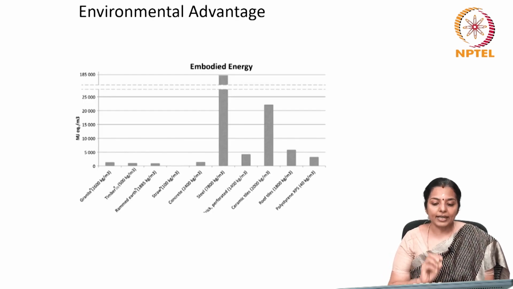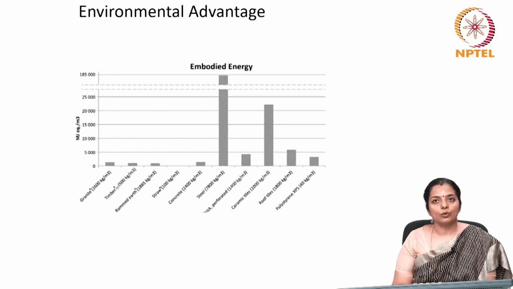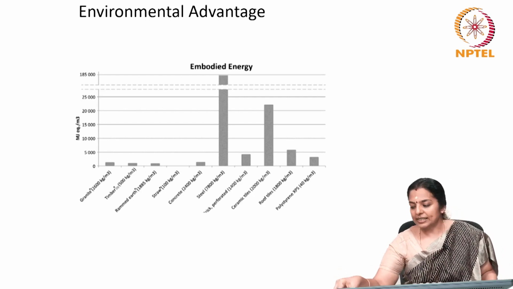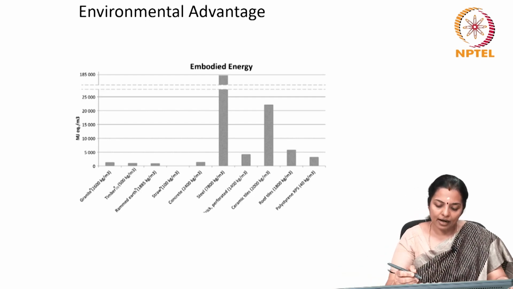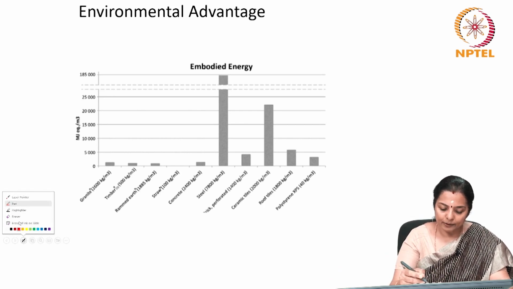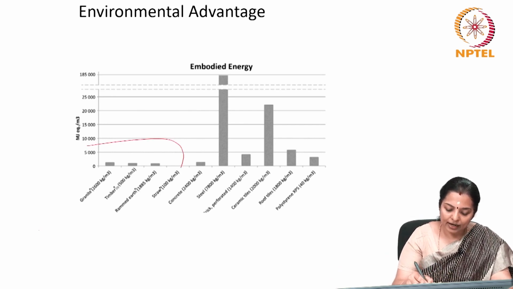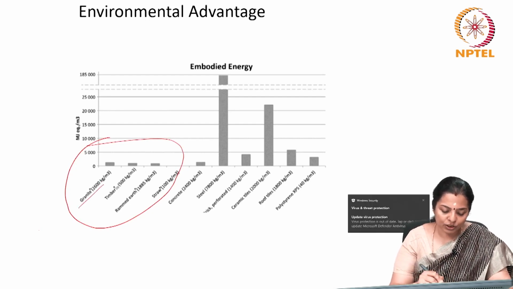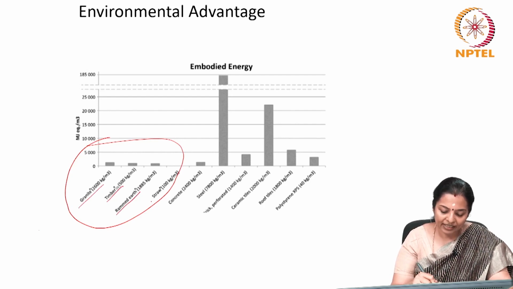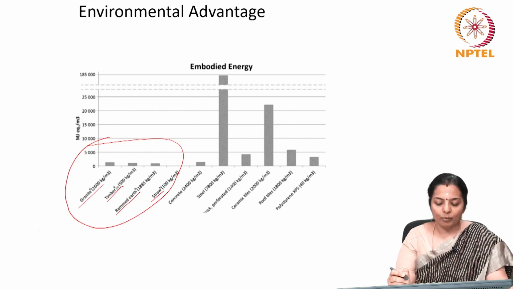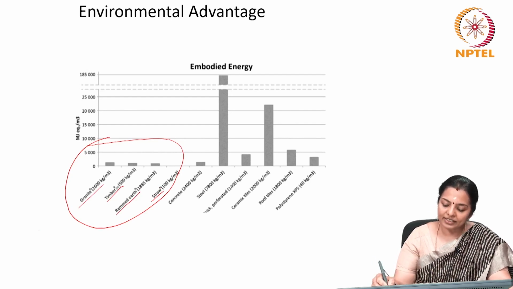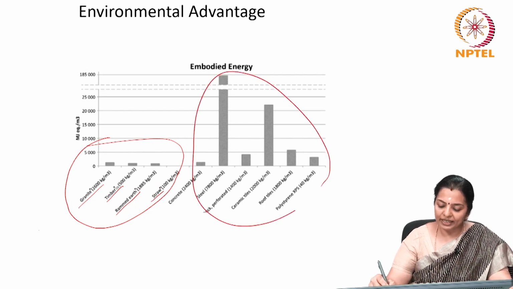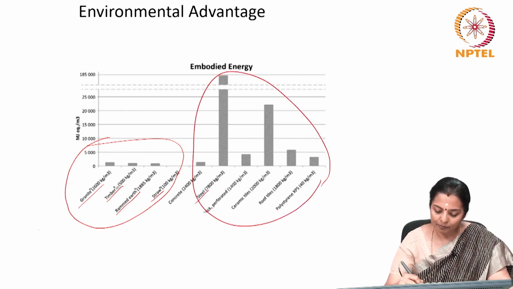There are definite environmental advantages when we use vernacular materials. As you can see here, these are the vernacular building materials. We have granite, which is a stone, timber, rammed earth and straw. Just look at their embodied energy in comparison to the embodied energy of modern building materials such as steel. Concrete is somewhere in between. Steel is extremely high in embodied energy.